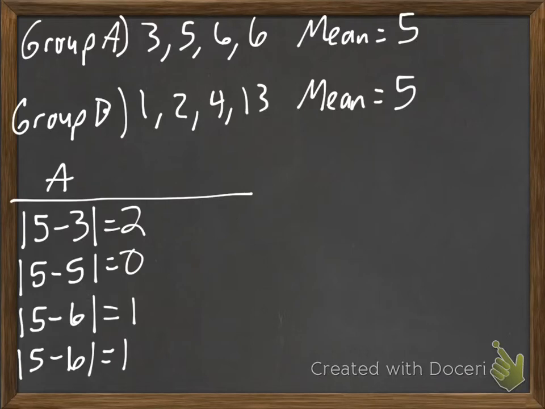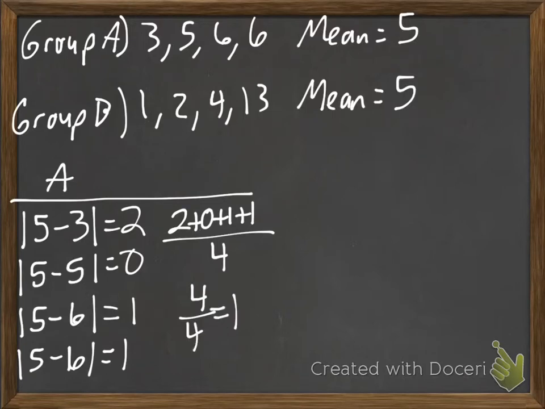So now we're going to find the average of this. Add them up, and then divide that by how many there are. 4 divided by 4 is 1. So the mean absolute deviation for Group A is 1. That means that on average, each of those data points is about 1 away from the mean. That's really close. That's pretty good in this scenario.